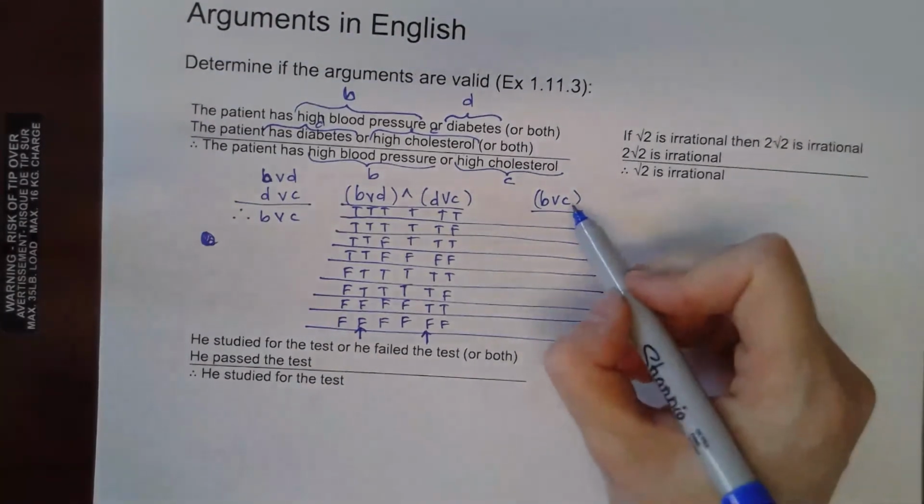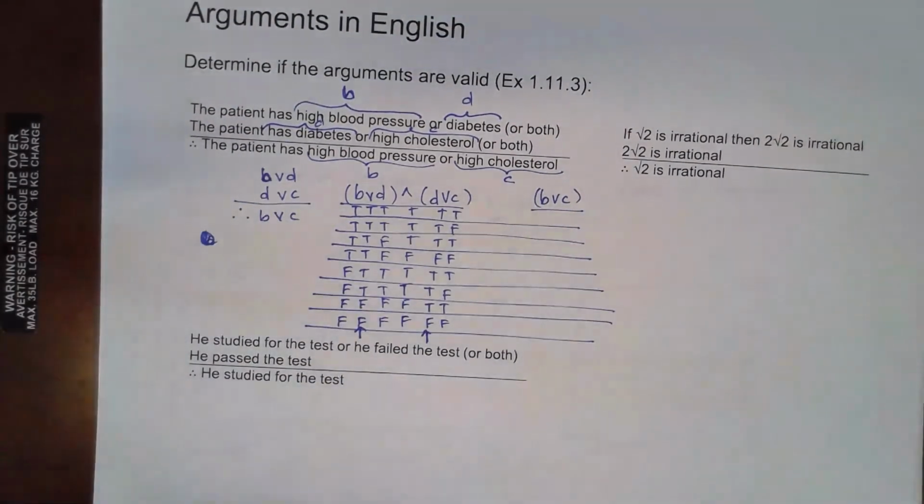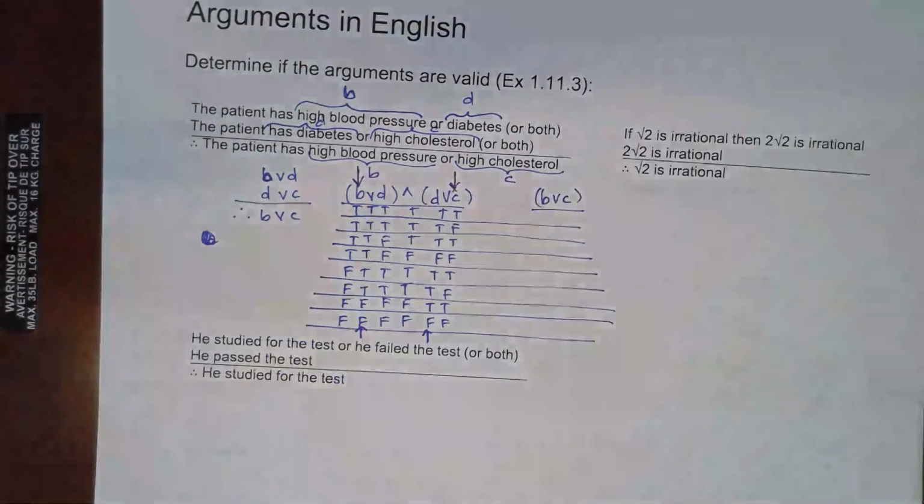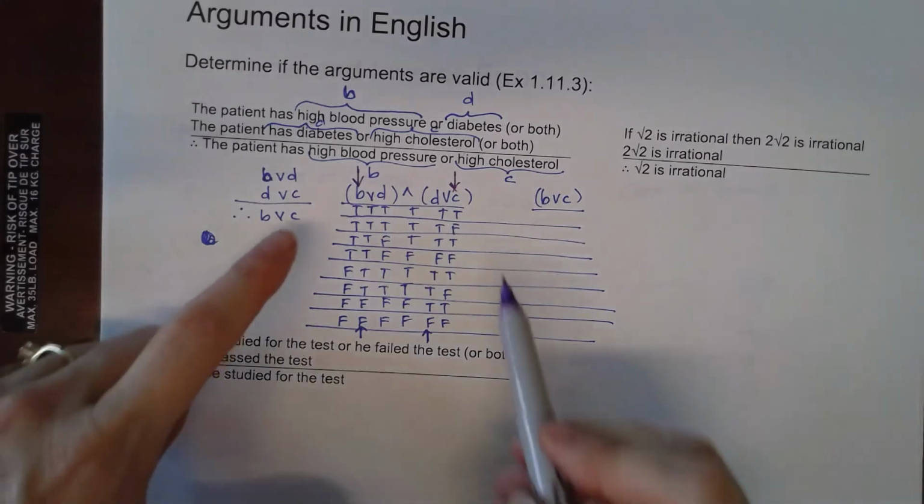Okay. And over here, conclusions, B or C. So that we're looking, here's B, and here's C. As long as one of those is true, okay, we've got a true. So let's just look for two falses.